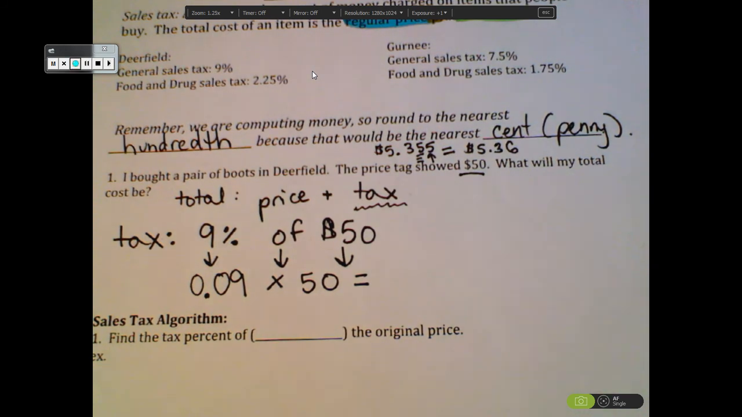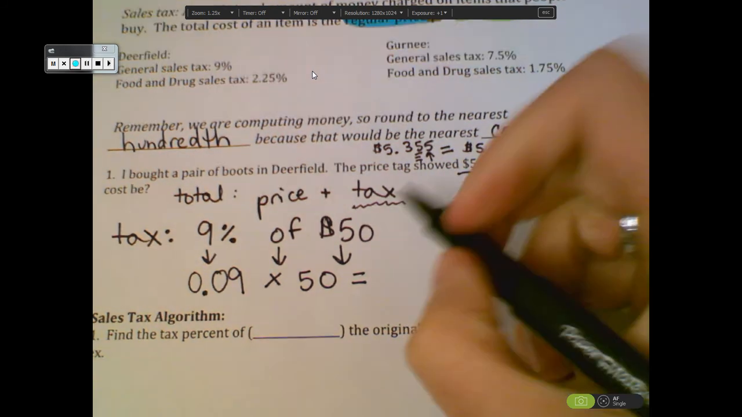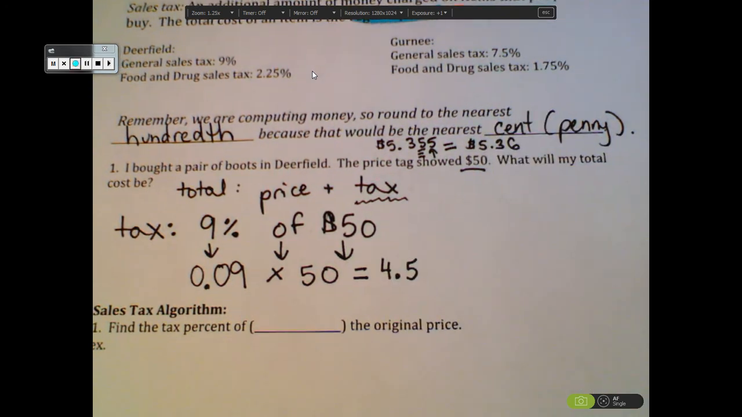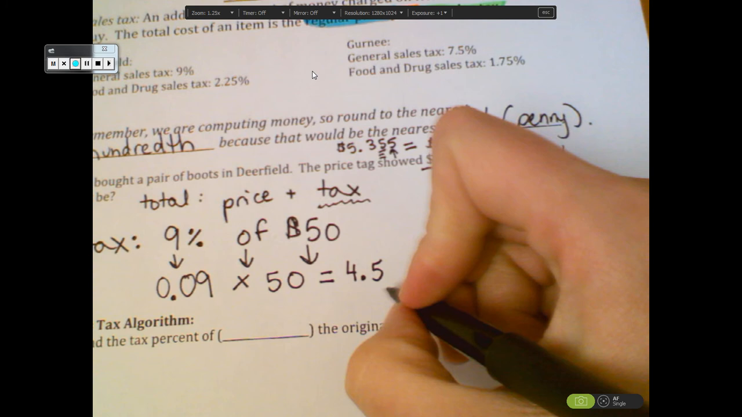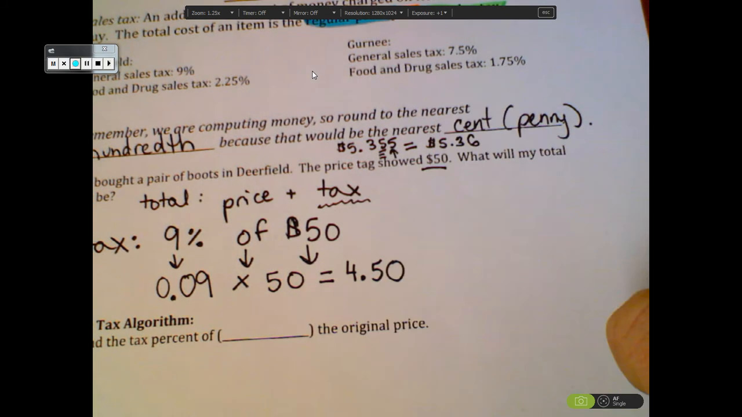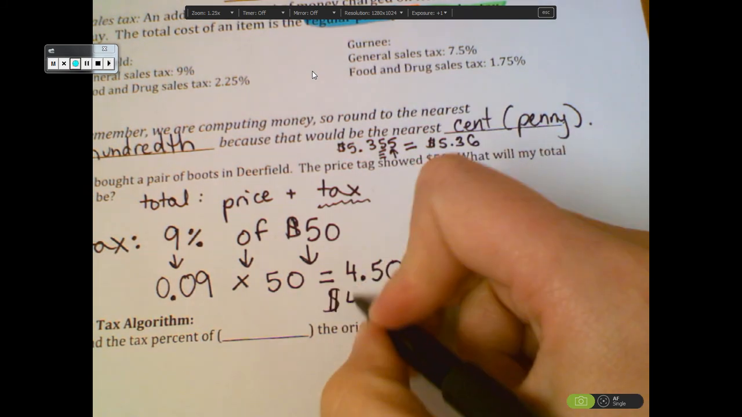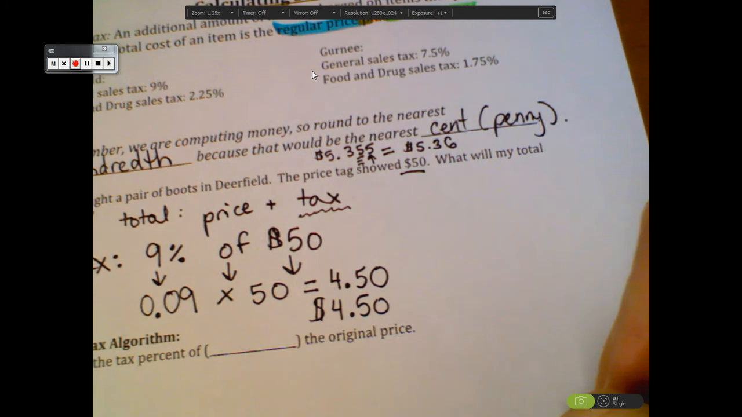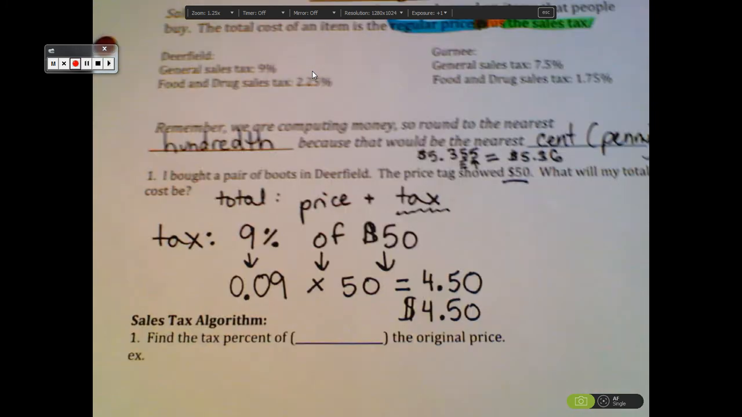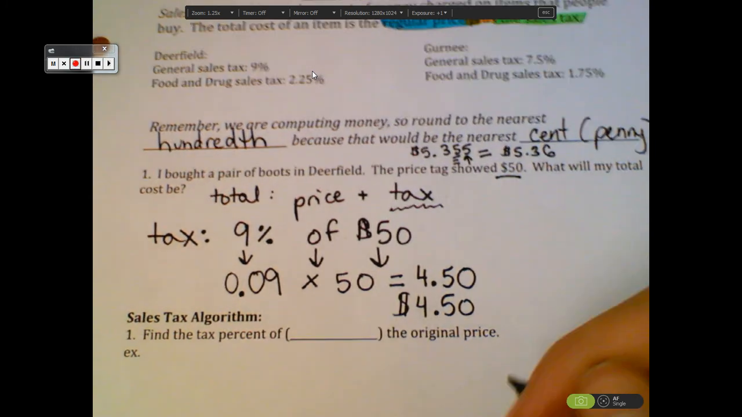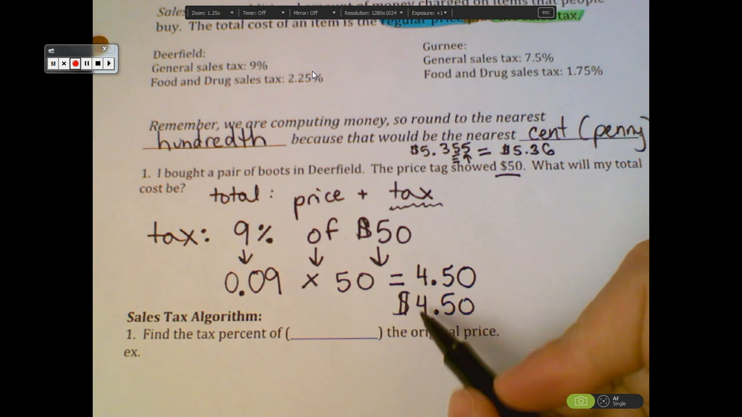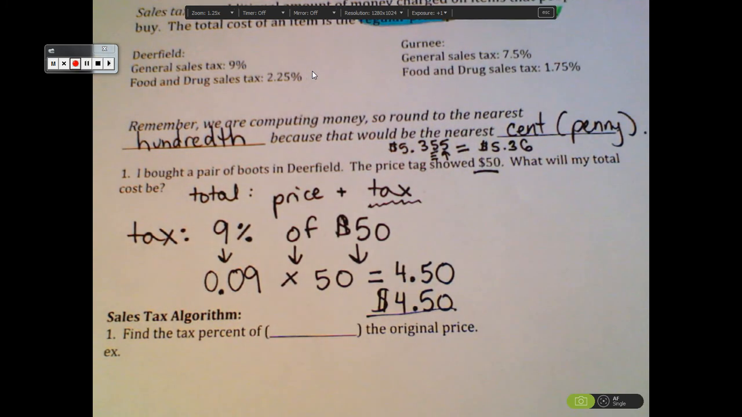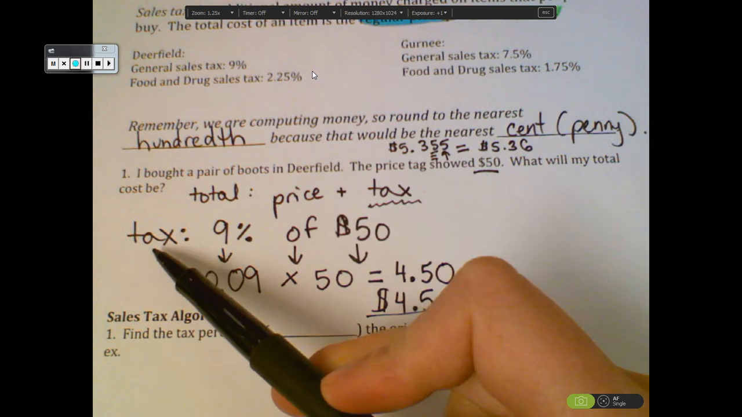When I type in 0.09 times 50, my calculator shows up with 4.5. But I know that that's not really a dollar amount, so I'm going to have to add the invisible zero. $4.50. Do my boots only cost $4.50? Well, of course not. That would be silly. That would be way, way cheap. But what is this $4.50? That's right, it's the tax.